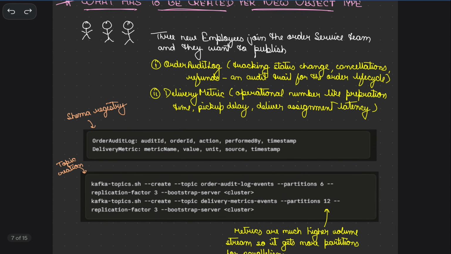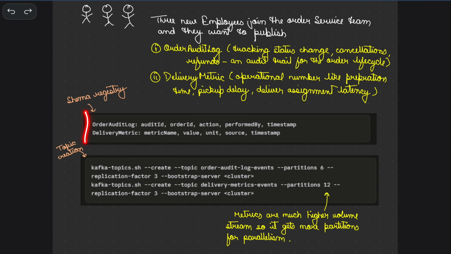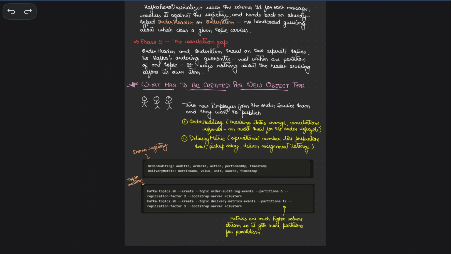What steps do they need to follow? The first thing is the schema registry. They register the schema for the 2 things they want to send, mentioning the fields they are going to send. Then they create the topics, with 6 partitions and 12 partitions. For delivery metrics, they have declared 12 partitions. Metrics are much higher volume streams, so they get more partitions for parallelism.